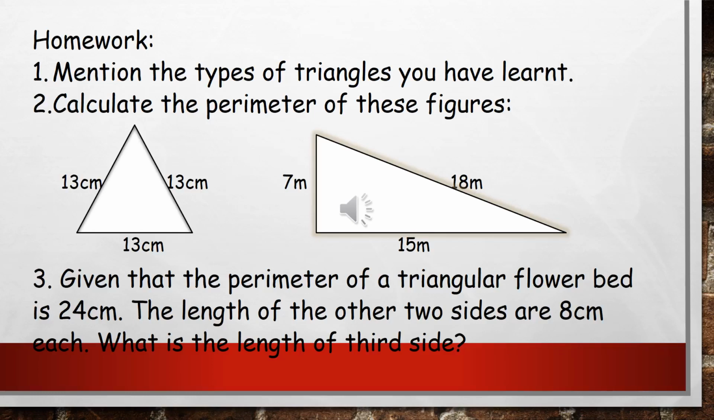So now you have these homeworks to do. First, you're going to mention the types of triangles you have learned. 2. Calculate the perimeter of these figures. You can see two different triangles there. Then 3. Given that the perimeter of a triangular flower bed is 24 centimeters, the length of the other two sides are 8 centimeters each. What is the length of the third side? So when you quickly do that in your notebook, as usual, you give me a picture of it on the class dojo so I could see and score you.